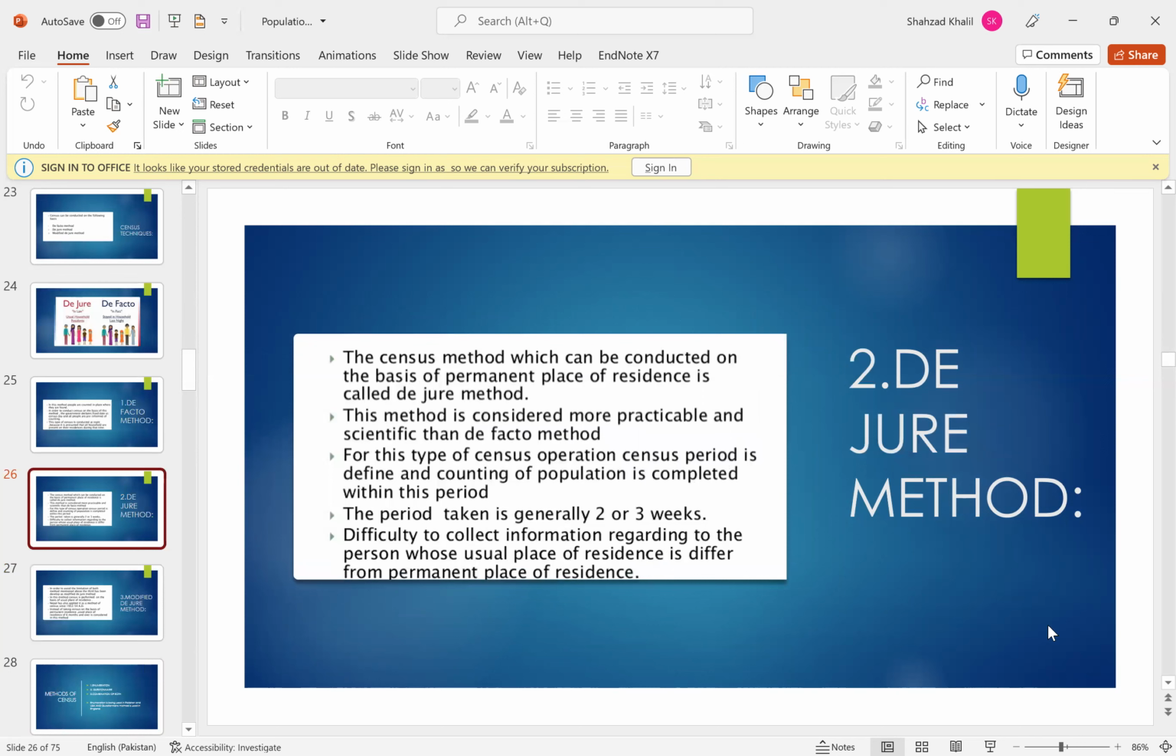The de jure method. The census method which can be conducted on the basis of permanent place of residence is called the de jure method. This method is considered more practicable and scientific than the de facto method. For this type of census operation, the census period is defined and counting of population is completed within this period. The period taken is generally 2 to 3 weeks. It is difficult to collect information regarding a person whose usual place of residence differs from the permanent place of residence.